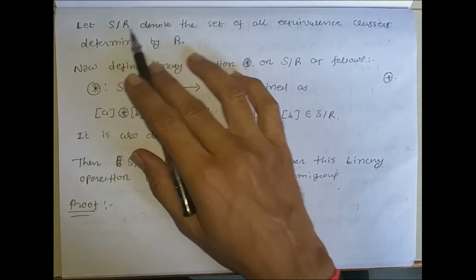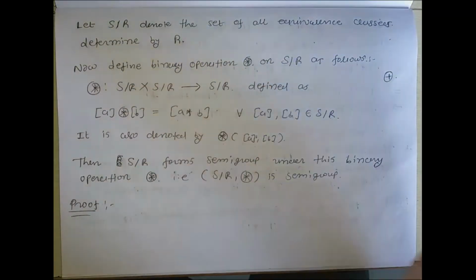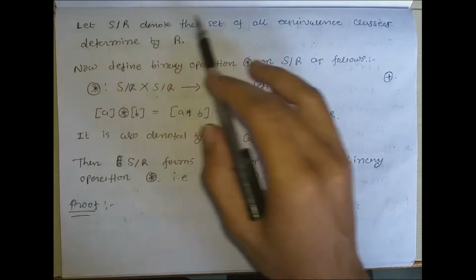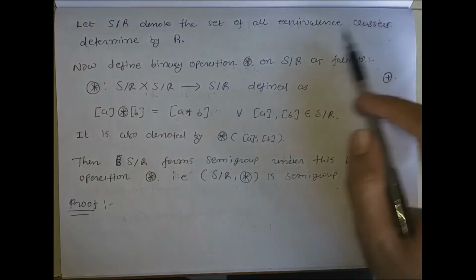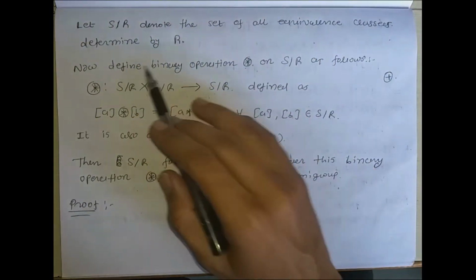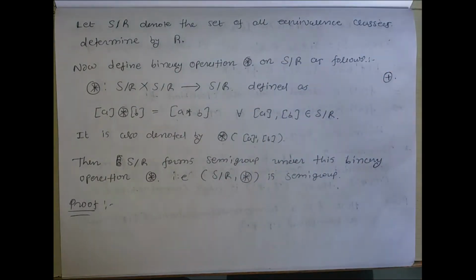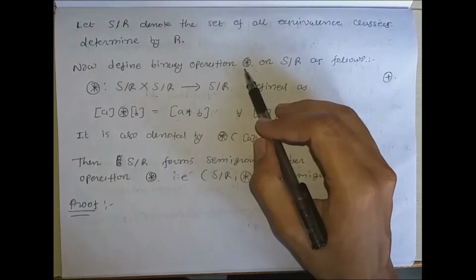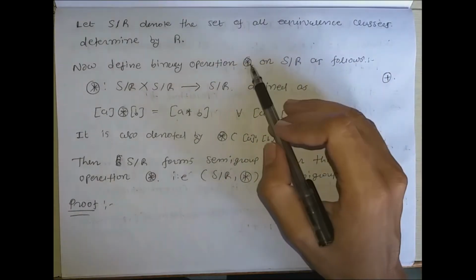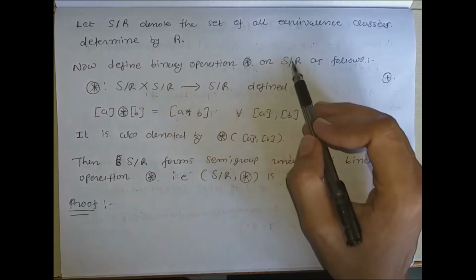Let S quotient R denote the set of all equivalence classes determined by R. We denote this as the collection of all equivalence classes determined by the equivalence relation R. Now we define a binary operation ring star on S quotient R as follows. This is not star but ring star. We can say this is ring sum, so this is ring star.